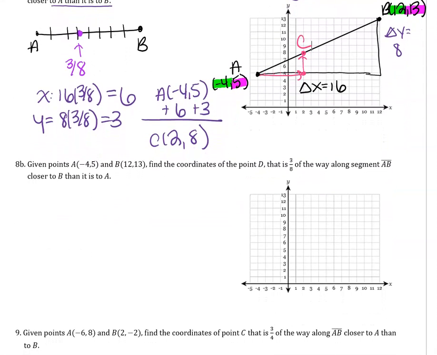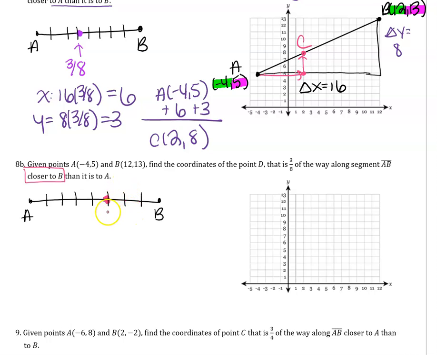All right, given points A and B, find the coordinate of D. That is 3/8 the way along AB, closer to B than it is to A. So there's a few ways to think about this. This is A and this is B, again, 3/8. 1, 2, 3, 4, 5, 6, 7. Closer to B would be 1, 2, 3. That's right here.